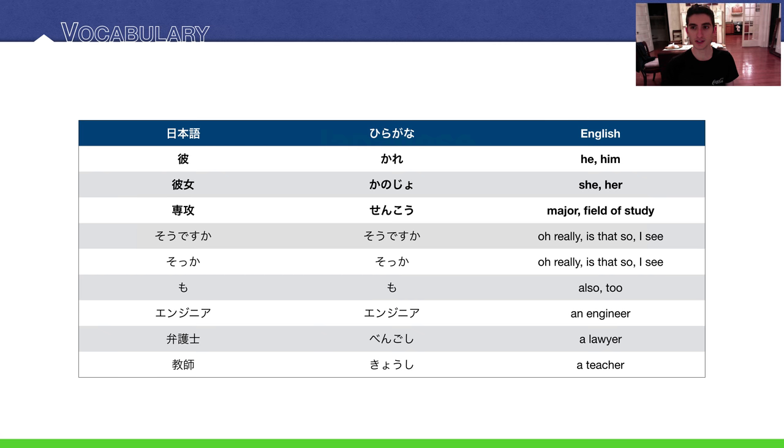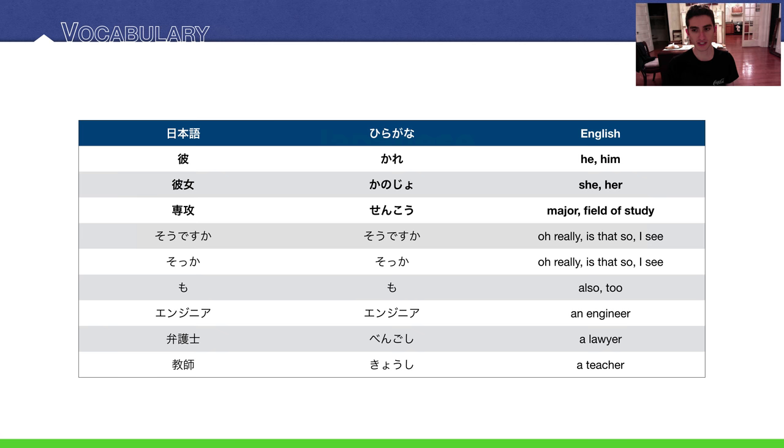彼, he, him. 彼女, she, her. 専攻, major, one's field of study. This is a word related to university, right? そうですか。 And そっか right below that. そうですか and そっか mean, I see, or oh, really, is that so? These are responses usually given right after someone says something or provides new information to the listener. We'll talk a little bit about that later in the lesson.